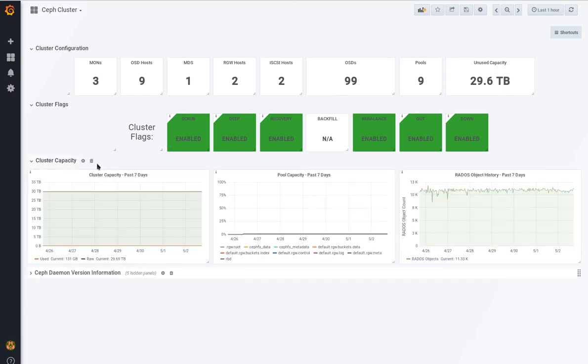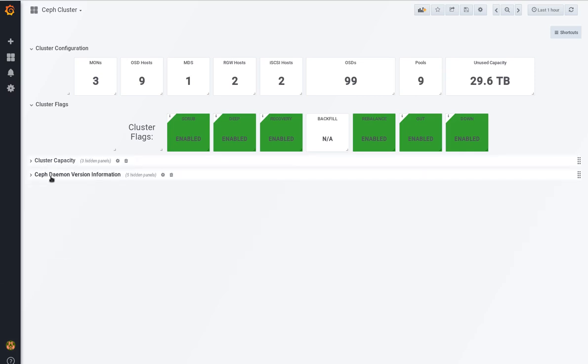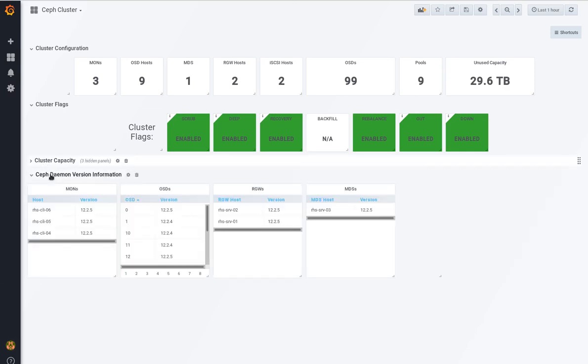If we look at cluster capacity, we can see the usual metrics that you want to track: object history, the actual capacity itself over the past 7 days, and by pool. And then finally, from a cluster standpoint, we look at the version information. Each one of our daemons has a Ceph version, so this breaks it down by daemon type. We can see, for example, that I've got OSDs here that are running 12.2.5 as well as 12.2.4. So we've got a mix.